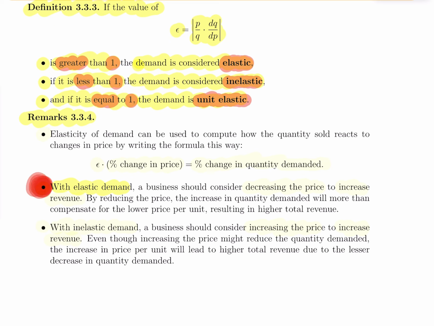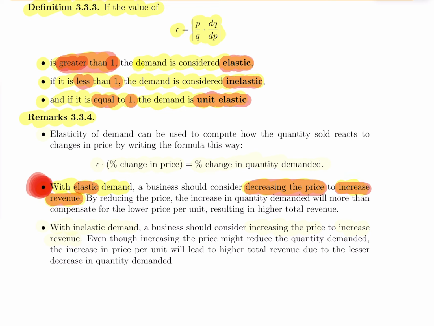Of course, remember the goal is to make some cash. You want to increase the revenue. What should you do? Should you decrease the price and sell more? Or should you increase the price, sell less, but make more money per sale? So if the demand is elastic, so if you compute epsilon and you get something strictly bigger than 1, then you should be decreasing the price in order to make more cash.